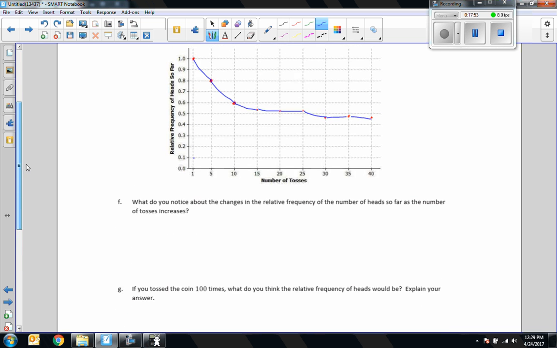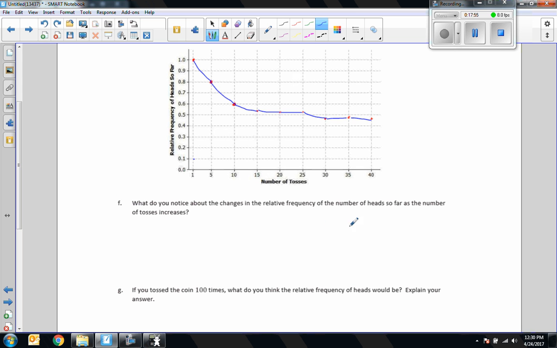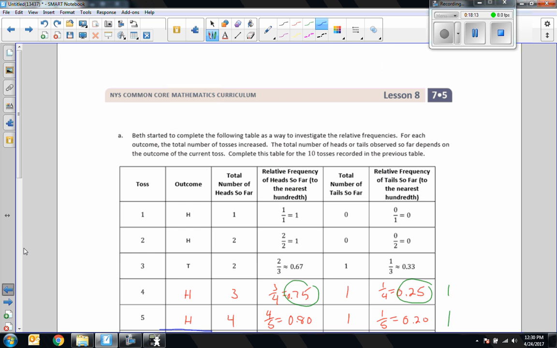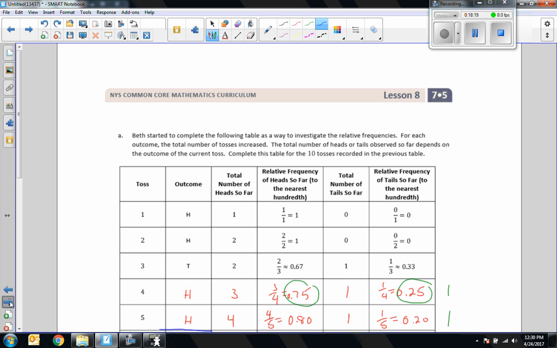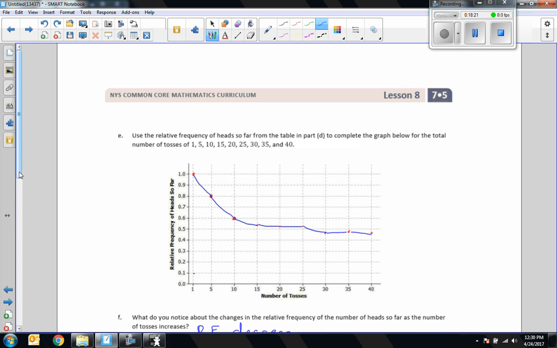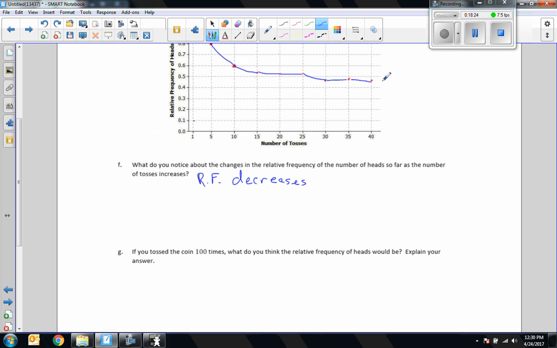So it says, what do you notice about the change in the relative frequency of the number of heads so far as the number of tosses increases? Okay, the relative frequency decreases, and it's getting closer to the, go back to this, theoretical probability. Okay, in theory, it should be 50-50, and that's what we're getting closer and closer to as we go out.